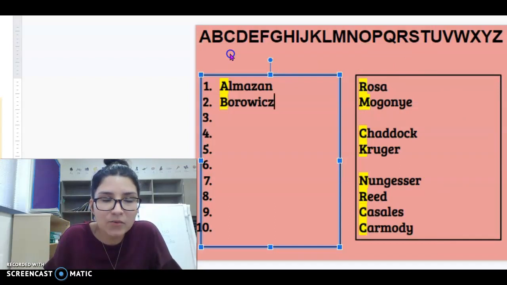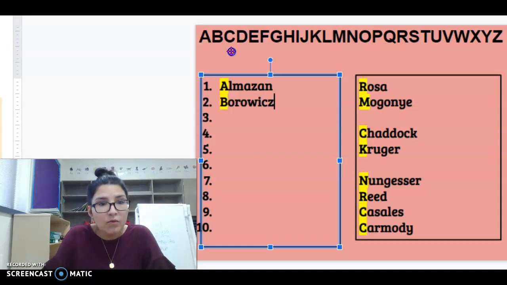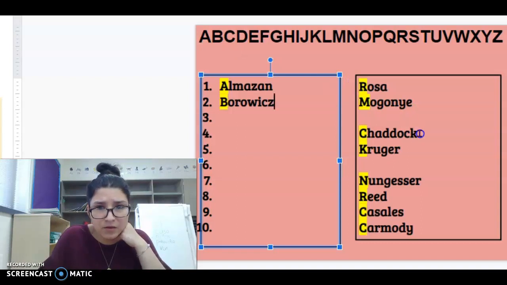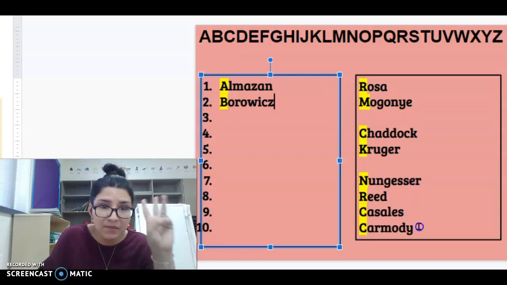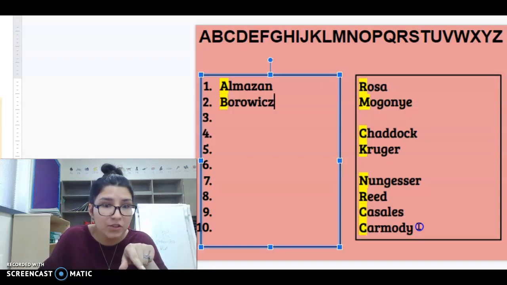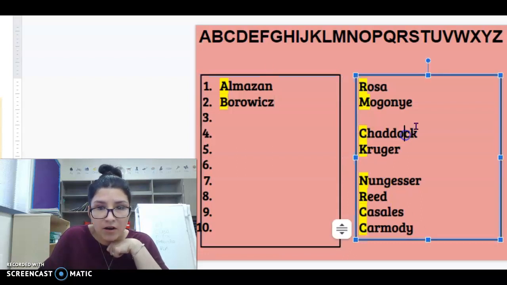Letter C. Do we have a name that begins with the letter C? We do. Oh my goodness. But on this one, we have how many names? 1, 2, 3. We have 3 names that begin with the letter C. So when this happens, you go to the second letter. We're going to focus on Chaddock, Casales, and Carmody.